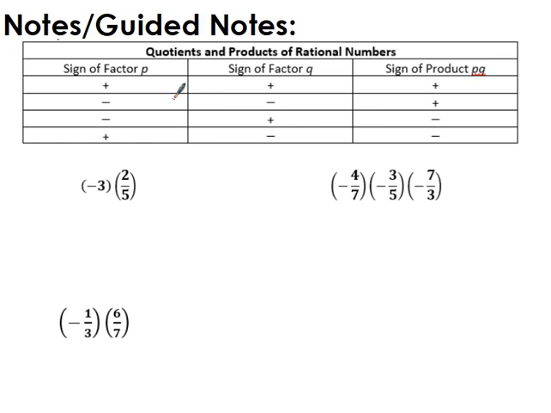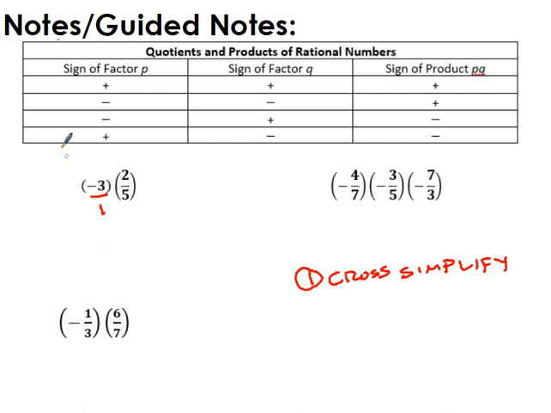So when we multiply fractions, the first thing we always want to do is check. Step one is to check to see if we can cross simplify. We can't always cross simplify, but sometimes we can. Here I have negative 3 times 2 over 5. Negative 3 isn't a fraction, but I can write it as negative 3 over 1. So I want to see if I can cross simplify first before I do anything.